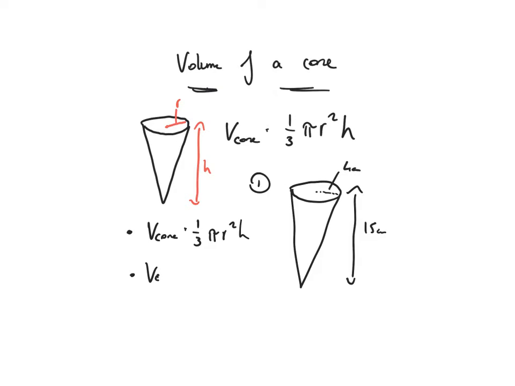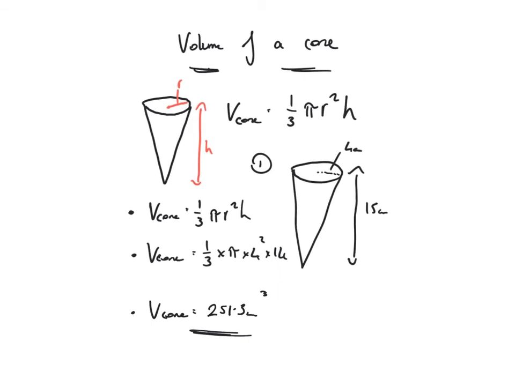Second line of the formula then. Let's get in some numbers. So that's 1/3 of pi, which you can find on the calculator, multiplied by the radius squared. That's 4 squared multiplied by the height, which is 14. Okay, I can now enter that into the calculator, and to one decimal place that will give me 251.3 cubic centimetres. Remember, I'm cubing those units because it's a volume that I'm looking for.